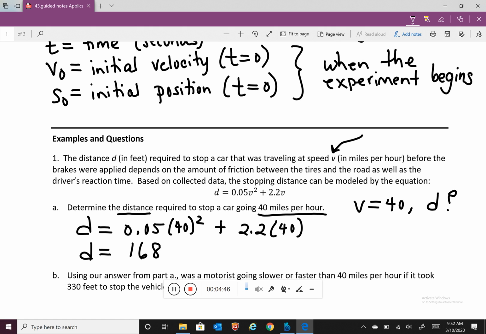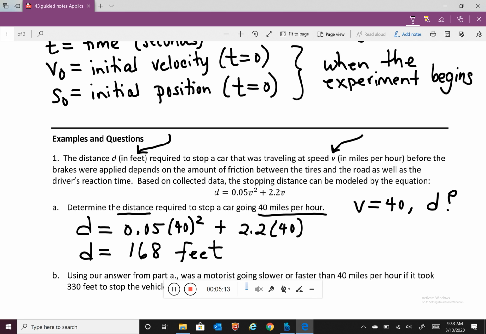Now you have to be careful. Notice that the speed was given in miles per hour, but would this make any sense at all for us to say that it would take 168 miles for this to stop? So notice that d, the formula, is actually given in feet. So it takes 168 feet for this car to stop if we are going 40 miles per hour.